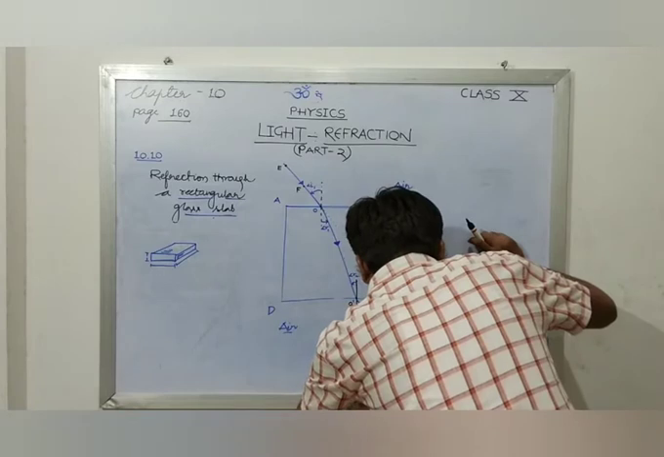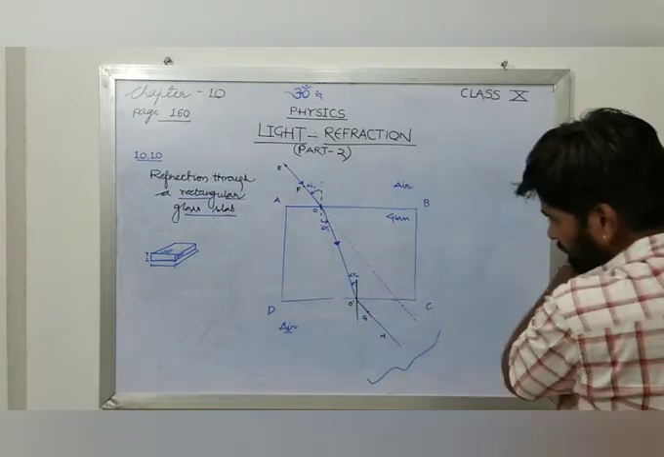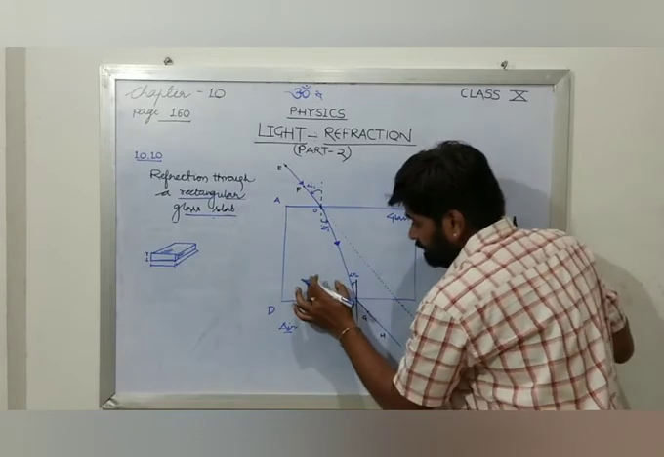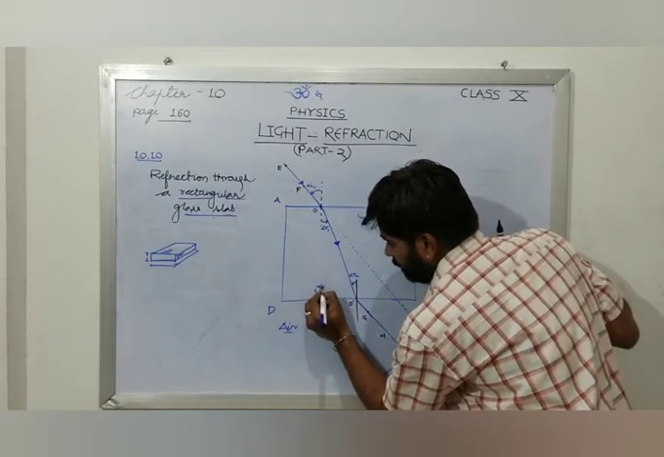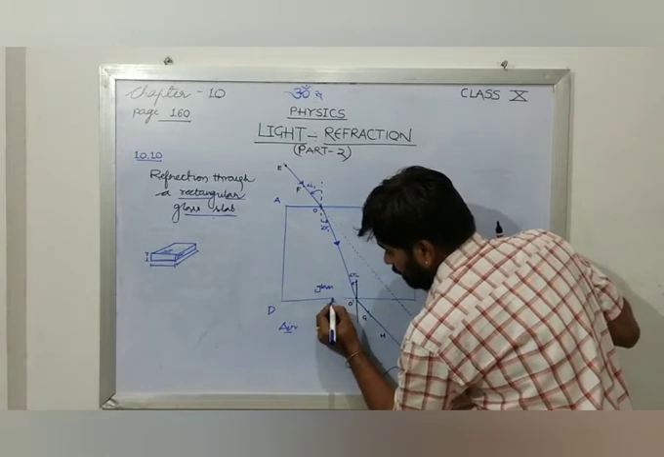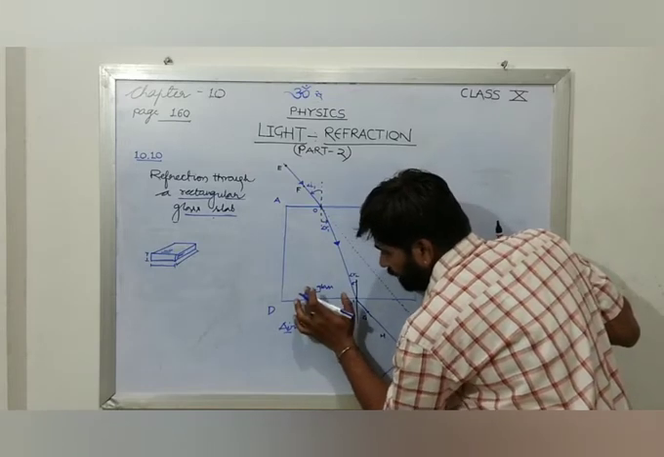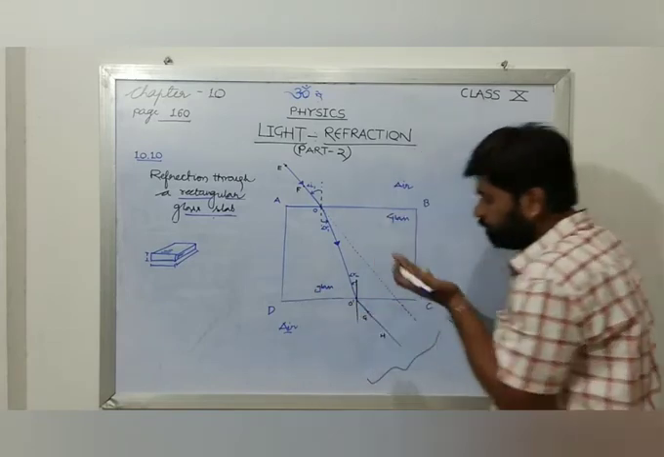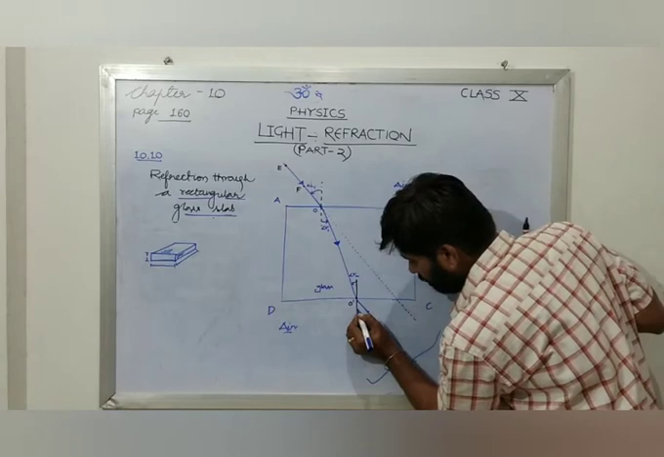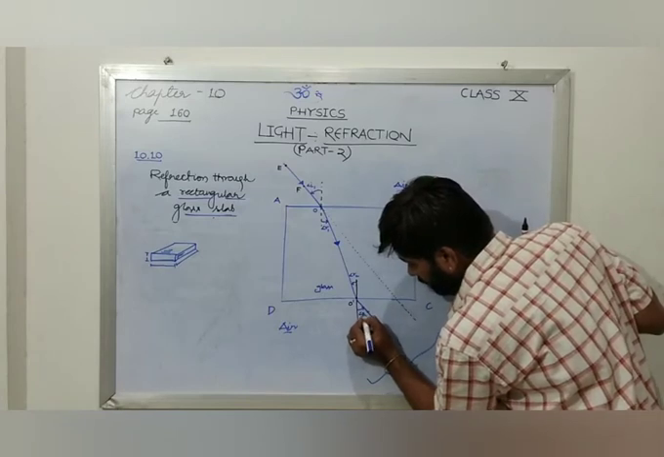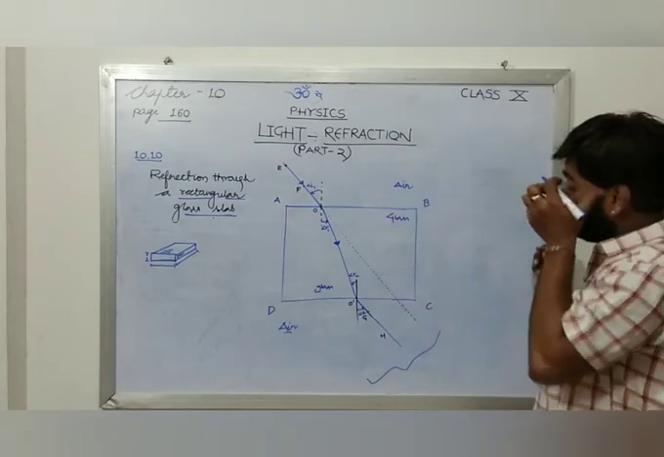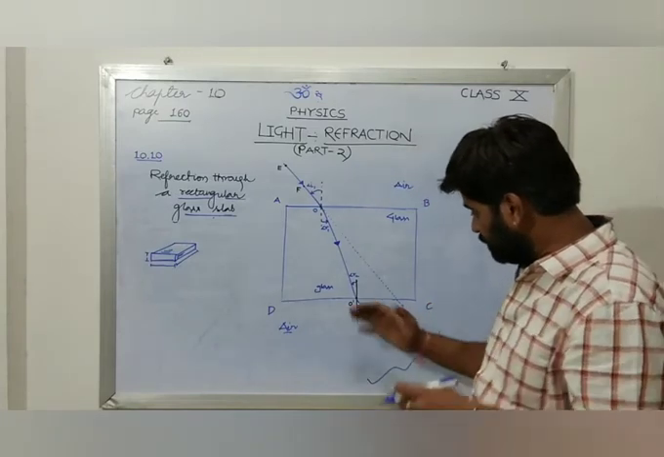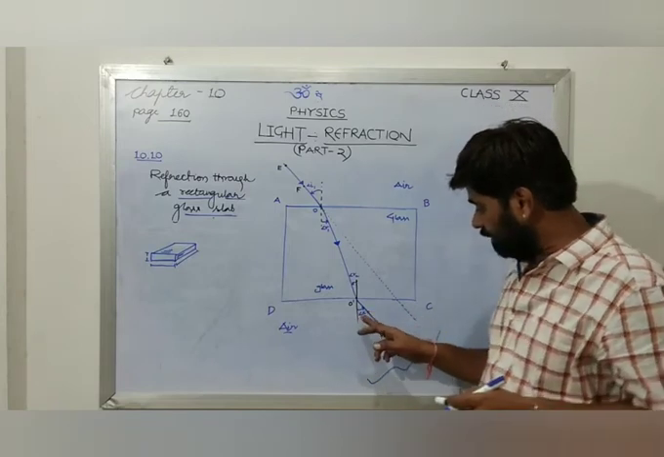Now listen carefully. This is glass and here it is air. This time the light is moving from denser medium to rarer medium. If it moves from denser to rarer medium, it will move away from the normal. Definitely it is moving away from the normal. So let me take it as E. This is going to be the angle of emergence, meaning when the ray finally comes out, it will make an angle E.